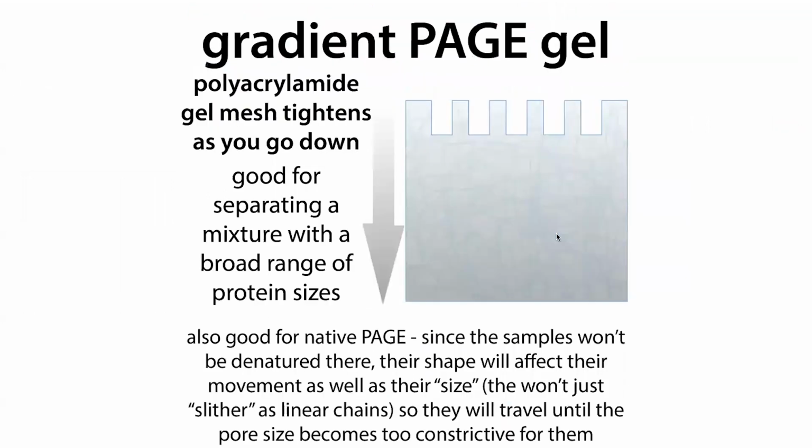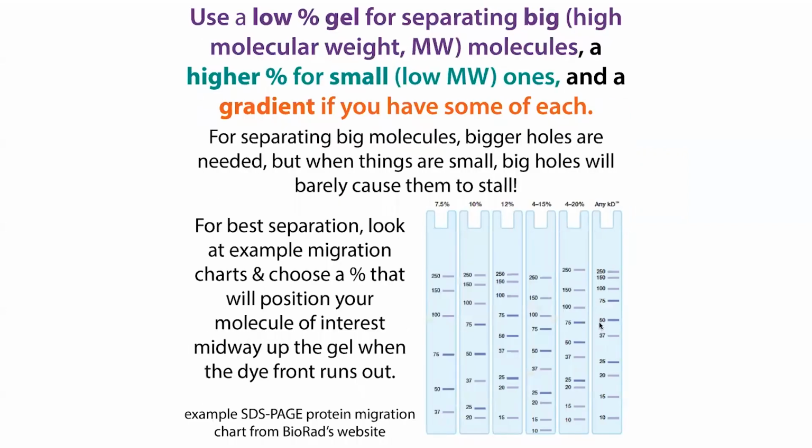And another option is a gradient gel if you have a range in sizes that you want to separate. So it's going to have a tighter mesh at the bottom so you can separate smaller things, and a looser mesh at the top so you can separate bigger things. And so you're able to separate a wide range of sizes, but you don't get as good resolution or separation of things that are of one size versus another.